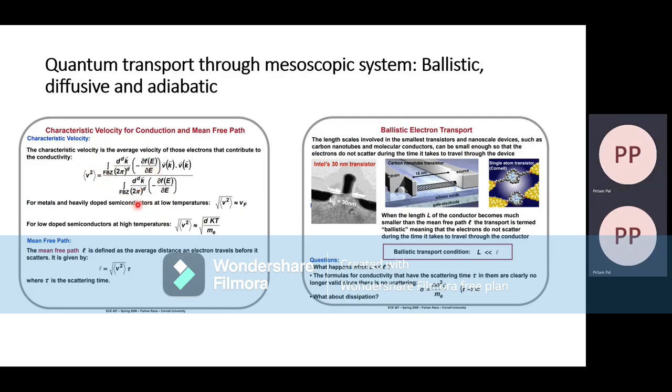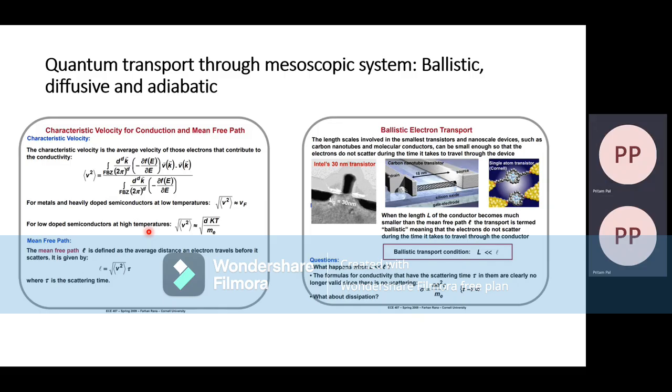And for metals and heavily doped semiconductors at low temperature, this will become the Fermi velocity. Okay. For low doped material at high temperatures, it will become root over 3kT by m. So, and the mean free path. Now I'll come to this.